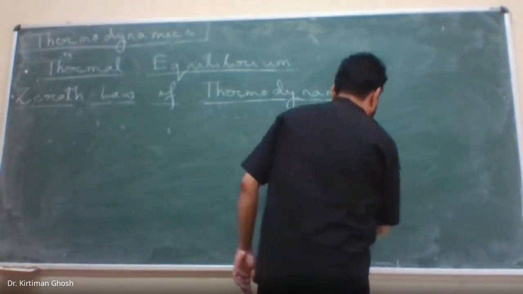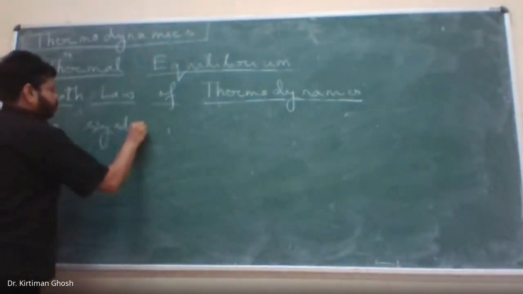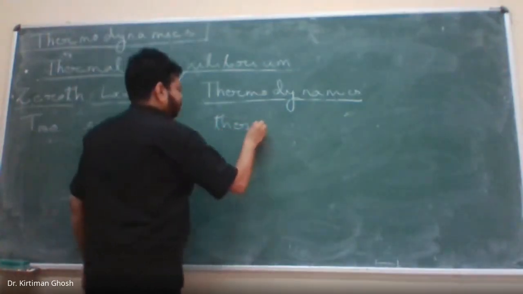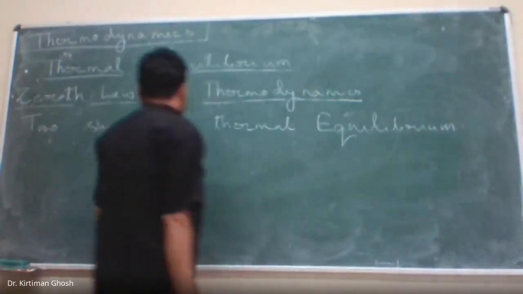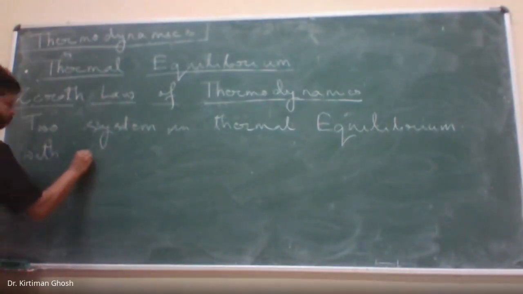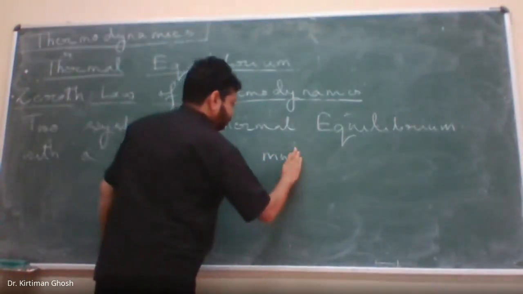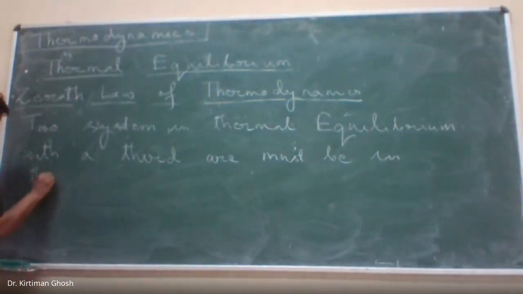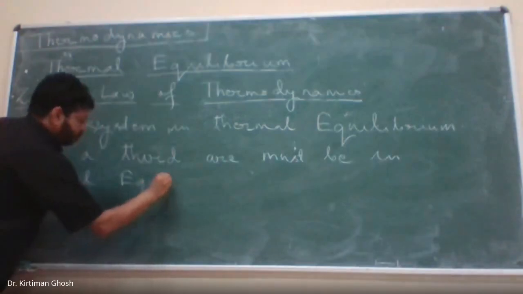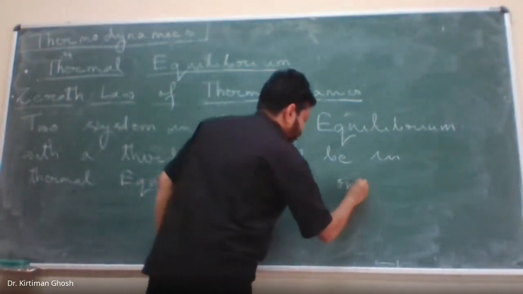So let us write down what is the zeroth law of thermodynamics. The zeroth law is: two systems in thermal equilibrium with the third must be in thermal equilibrium with one another.